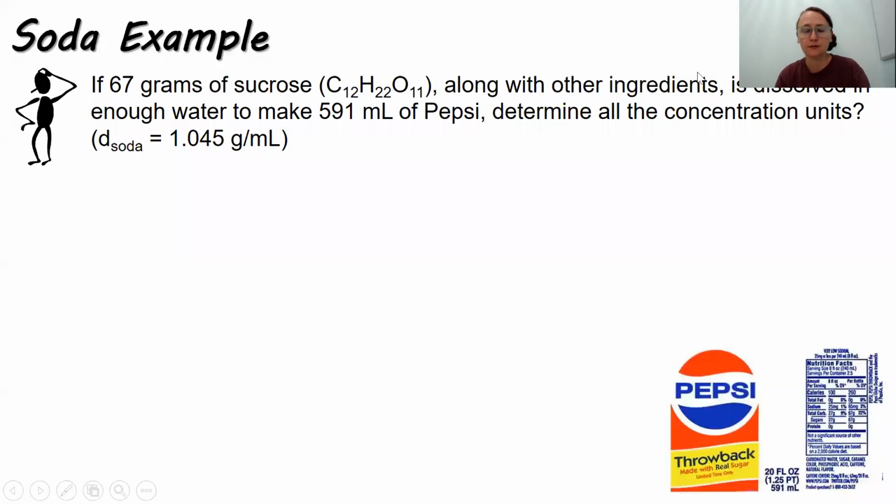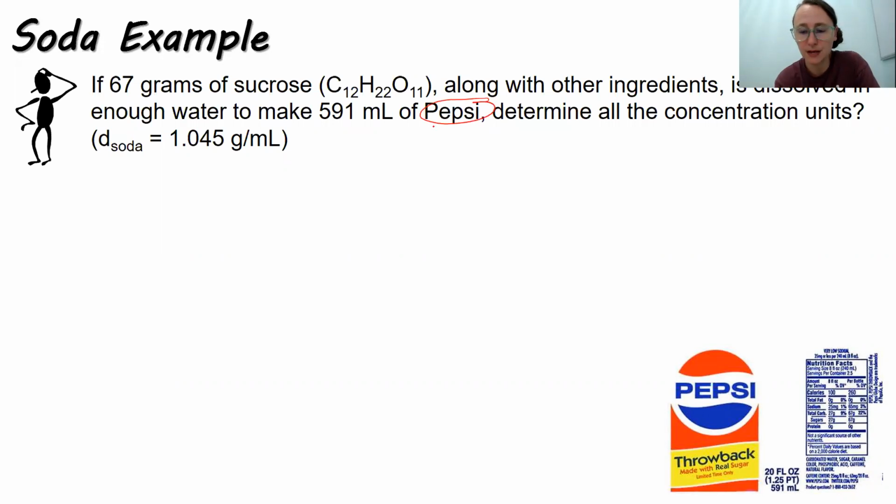Now we're going to run through several concentration examples with some soda. If we look at Pepsi Throwback, it has 67 grams of sucrose, that's table sugar, along with other ingredients dissolved in enough water to make 591 milliliters of Pepsi. So that is our solution. And we're going to try to determine as many concentration units as we can.